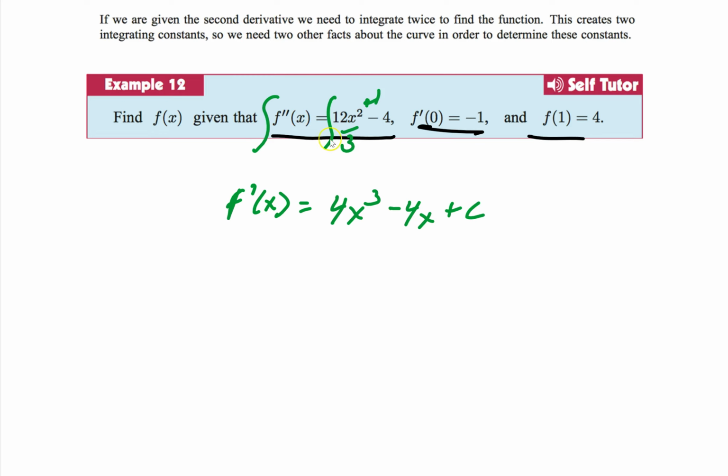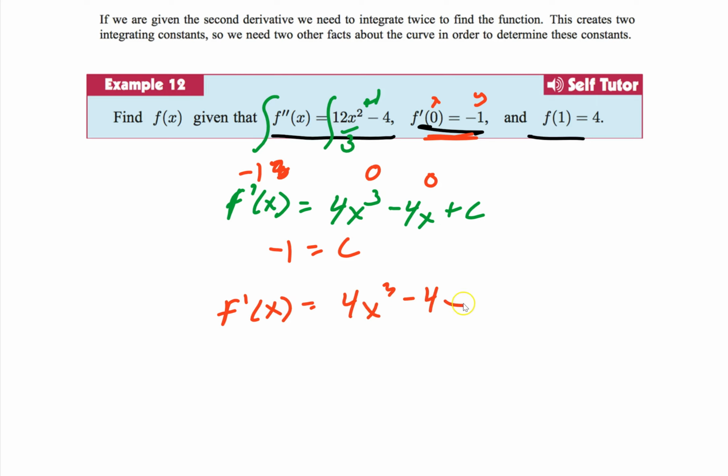I have the first derivative, so let's use this one. Here's my x, here's my y. So plug in 0, set equal to negative 1. So negative 1 equals c. So my first derivative is going to equal 4x cubed minus 4x minus 1. Now, I gotta get back to the original function. So let's take the integral one more time. Integrate this, go back to the original function.